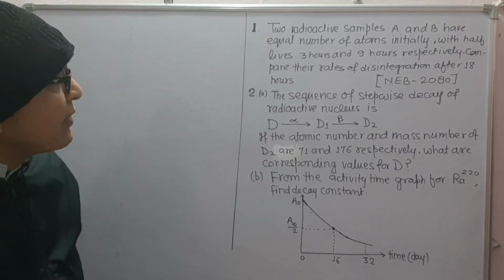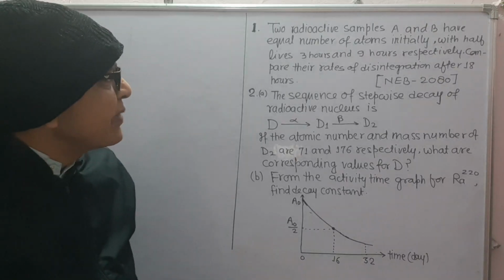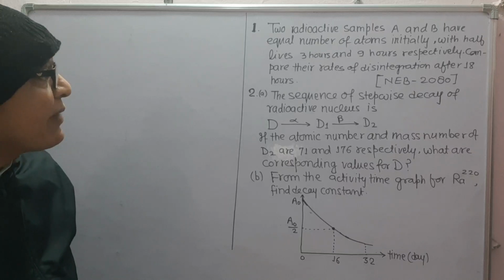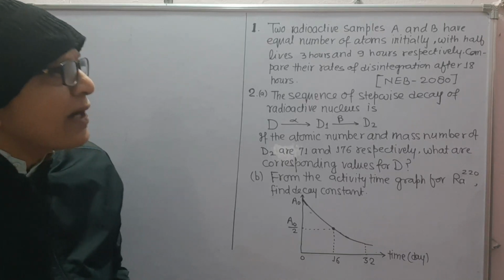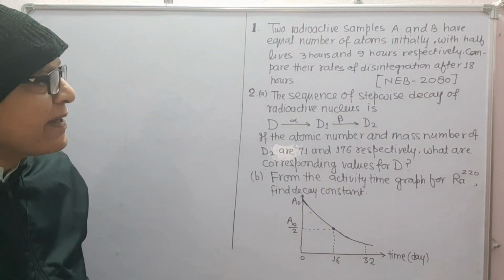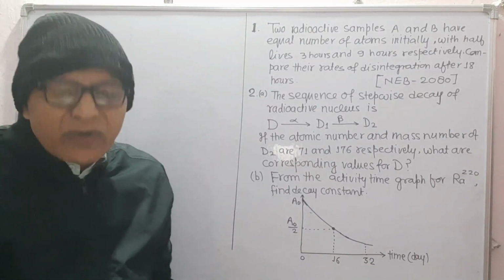First question is, two radioactive samples A and B have equal number of atoms initially with half-lives 3 hours and 9 hours respectively. Compare their rates of disintegration after 18 hours.